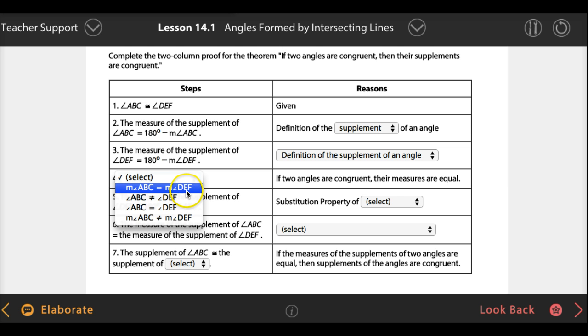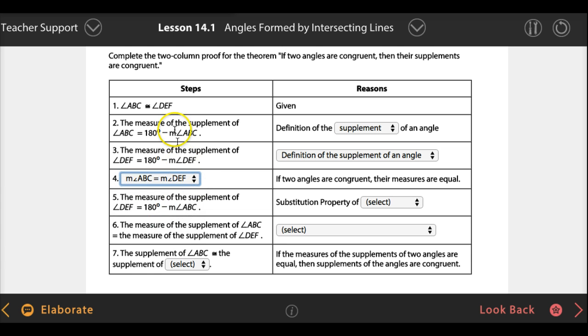Yeah, so the measure of angle ABC and the measure of angle DEF have to be the same, because that's the reason. If two angles are congruent, that means they measure the same, like 30 degrees, right? The measure of the supplement of angle DEF is going to be 180 minus, okay, substitution property of equality, because this is an equal sign. And then the measure of the supplement of ABC is equal to the measure of the supplement of DEF.